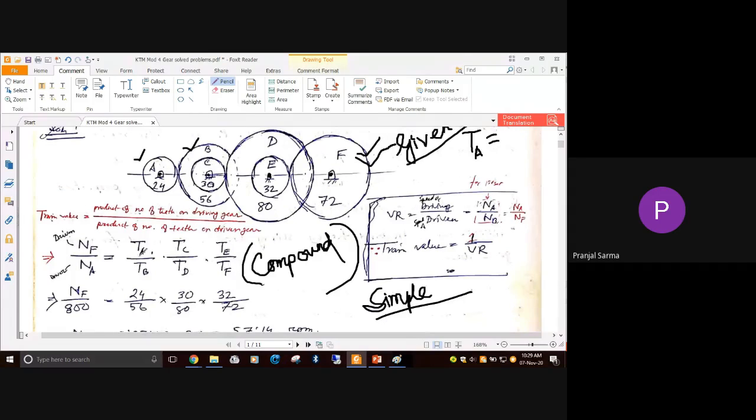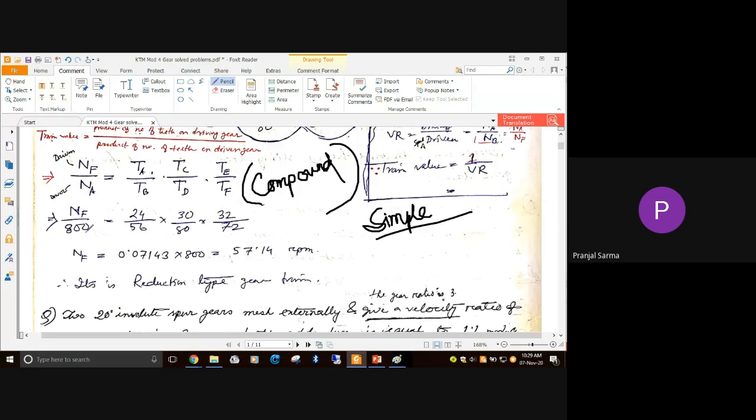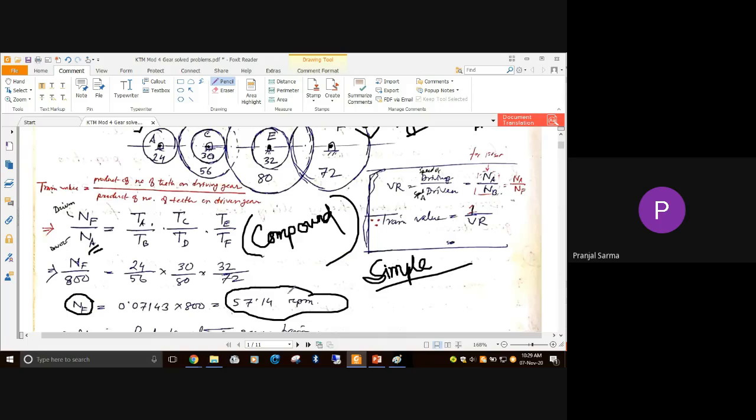So the product of the number of teeth on A, C, E is considered, divided by the product of the number of teeth on B, D, F. All these data are given. So if you just solve that, 800 is already given as the rotational velocity of A. If we put in all those values, we obtain the velocity NF, the rotational speed of the final driven gear F, which is around 57.14 rpm. Okay, so now from this, that means 800 rpm was the particular speed.